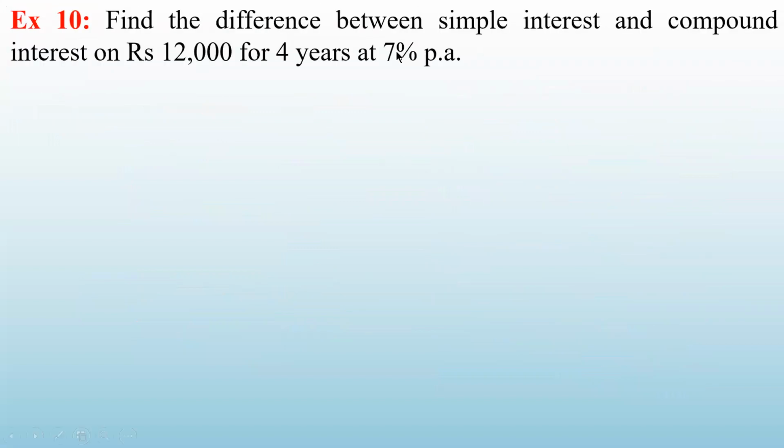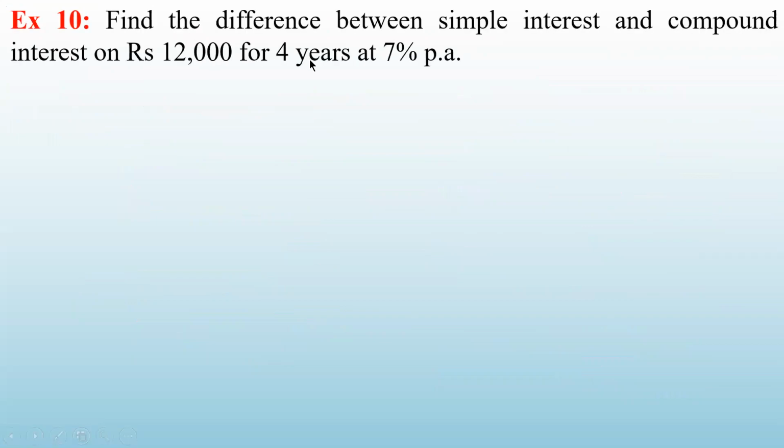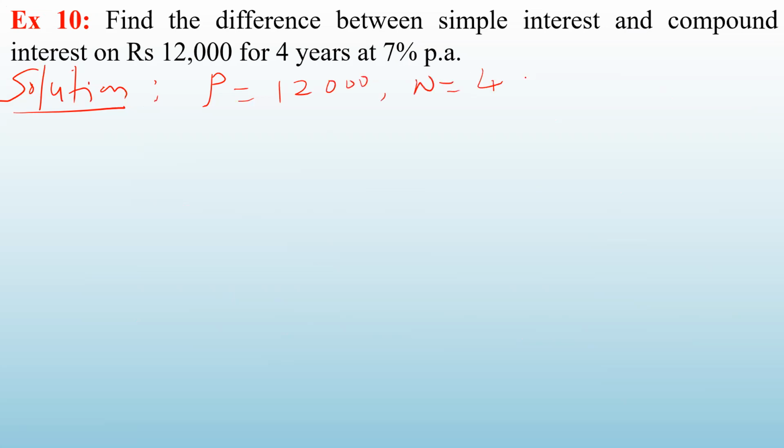See, find the difference between simple interest and compound interest on rupees 12,000 for 4 years at 7% per annum. In this problem, you have to find out the difference between simple and compound interest on this principal. First of all, write down what are the things given to you. Here you are given the principal as 12,000, N as 4, and R as 7. And what you have to find out? The difference between simple and compound interest. So you have to find out compound interest minus simple interest. You know that compound interest is always more than simple interest.